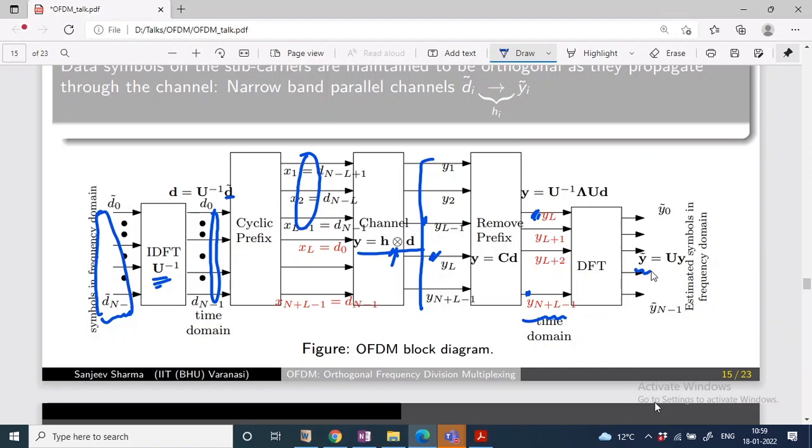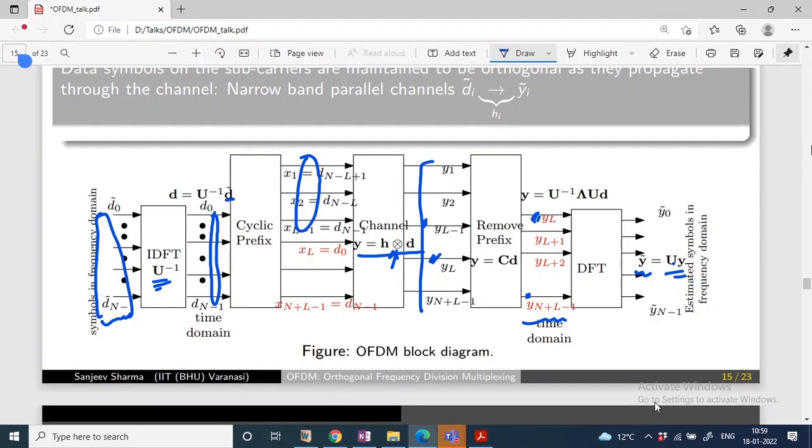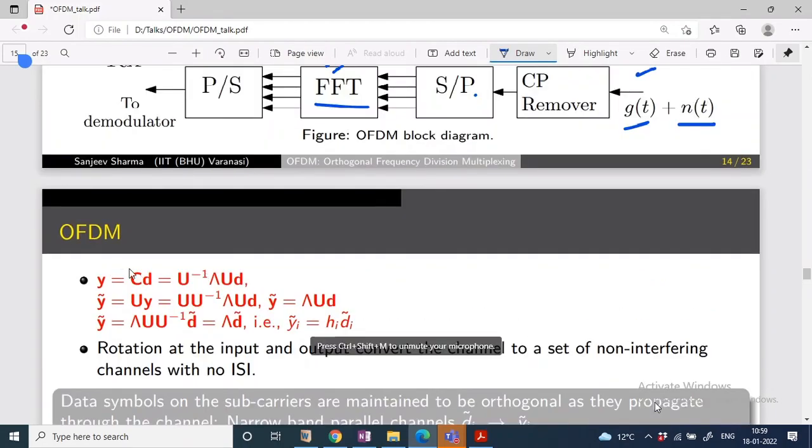So Y tilde is equal to U Y. So this is a DFT matrix, that is U. Okay, U. So you can understand Y is equal to C D. Y is the data received, C is the circulant matrix and D is the data. So the circulant matrix can be diagonalized using the DFT matrix. Okay, U inverse, that is the inverse DFT matrix, then the eigenvalues, the lambda diagonal matrix, then again a DFT matrix, and the data.